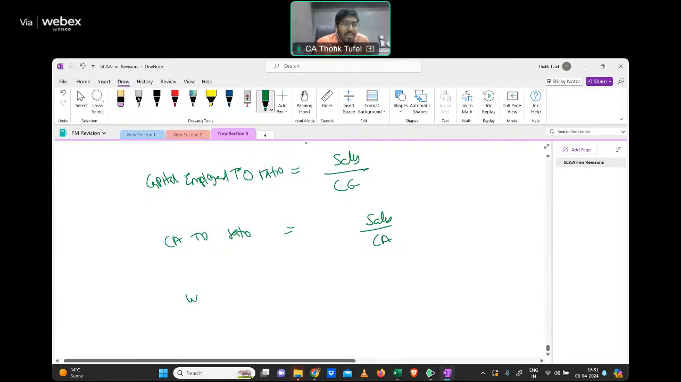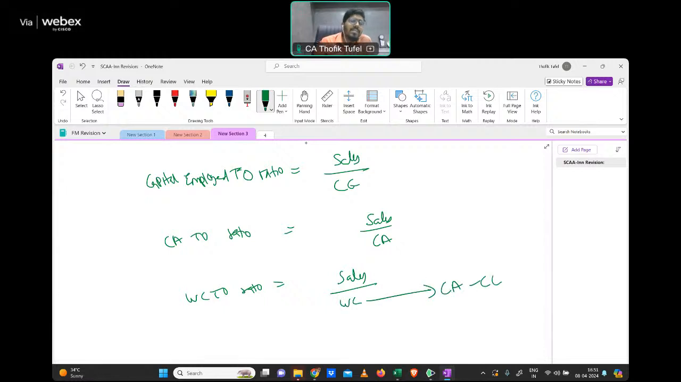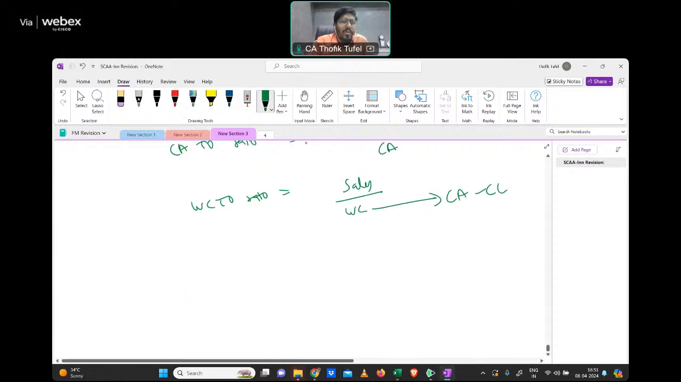Next, the working capital turnover ratio. That means for every 1 rupee invested in working capital, what is the sales that I'm generating? So sales divided by working capital. What is working capital? Current assets minus current liabilities. That is our working capital. Okay, the working capital turnover ratio is done.